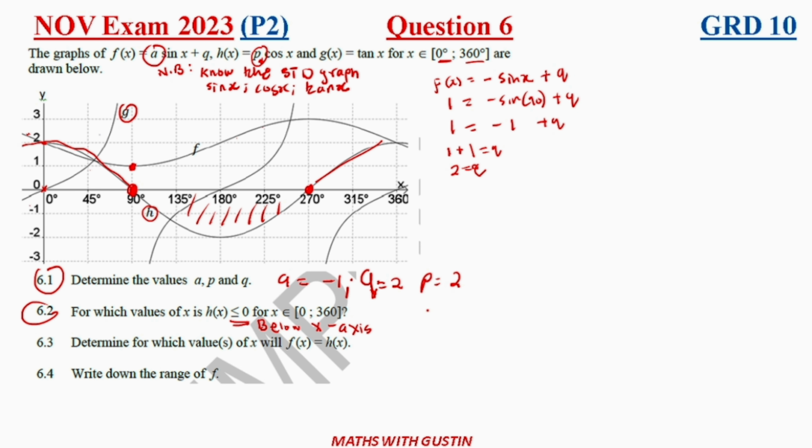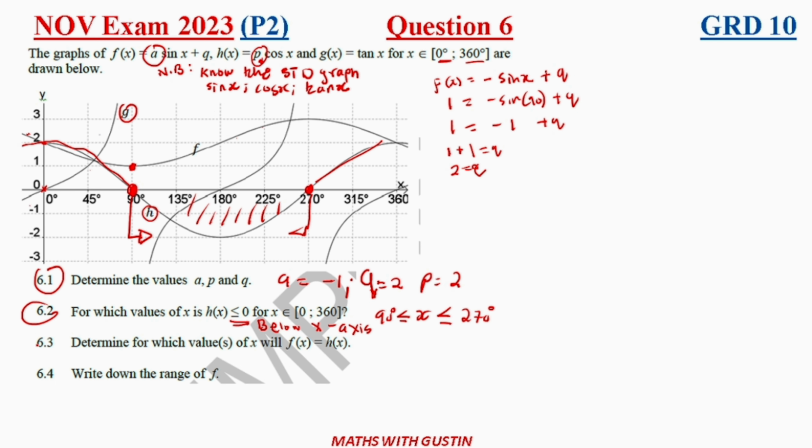Okay, so you can simply come here and say, when x is greater than 90 but also less than 270, that should be our answer, né? So it's in between. So we're going to say when x is greater or equal to 90 degrees but x is also less or equal to 270. Okay, and that's how you would deal with this one.